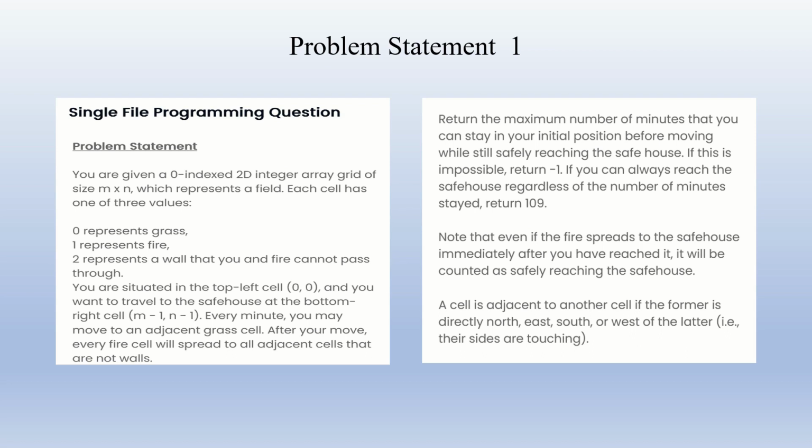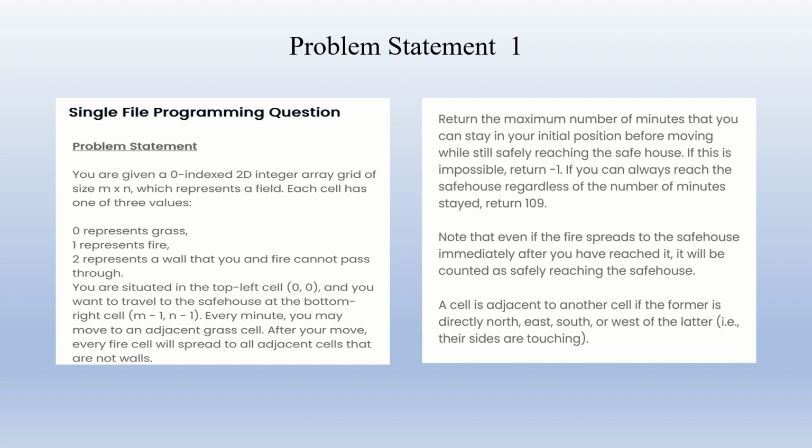A zero-indexed 2D integer array grid of size m cross n is given. Each cell has three values 0, 1 or 2. 0 represents the grass, 1 represents the fire, and 2 represents a wall. The person can and the fire cannot pass through the wall. The person is situated in the top left cell, which is the index 0, 0. The person wanted to go to the safe house, which is located at the index m-1, n-1.